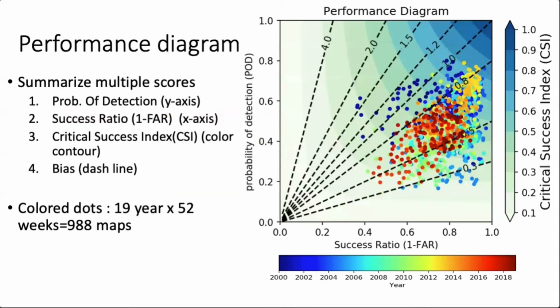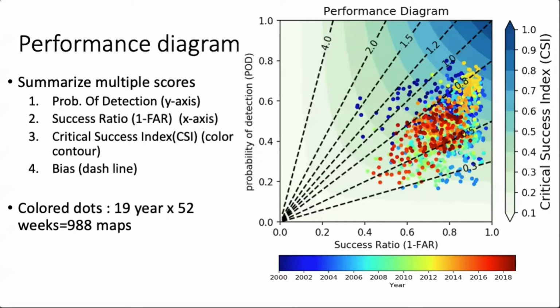This slide shows a performance diagram of National Water Model soil moisture percentile against USDM for D0 and above drought. This summarizes multiple scores. First, the vertical axis is the probability of detection. It measures how much the National Water Model can correctly detect the drought, and the horizontal axis is the success ratio, which equals 1 minus the false alarm ratio. It shows the correct ratio of the National Water Model indicating drought when the USDM also indicates drought.